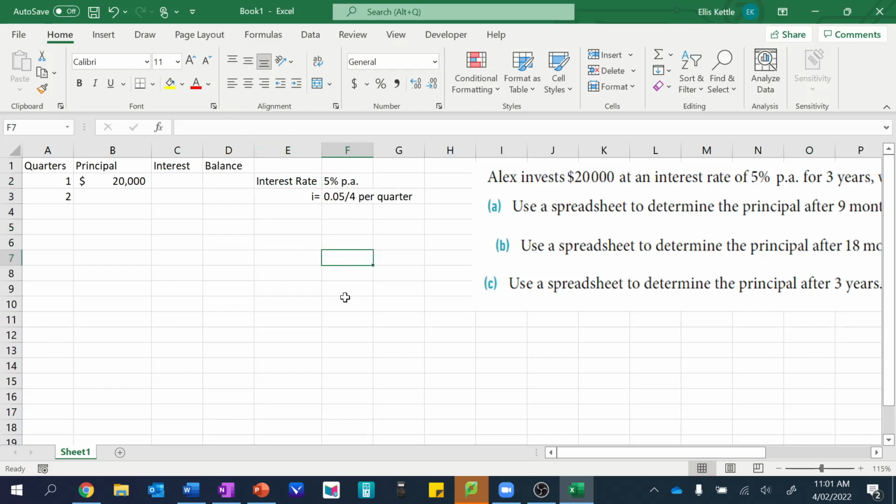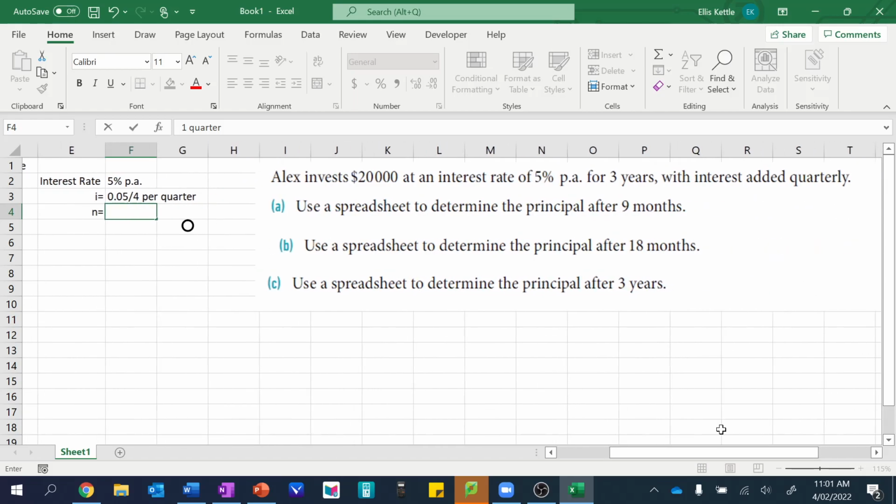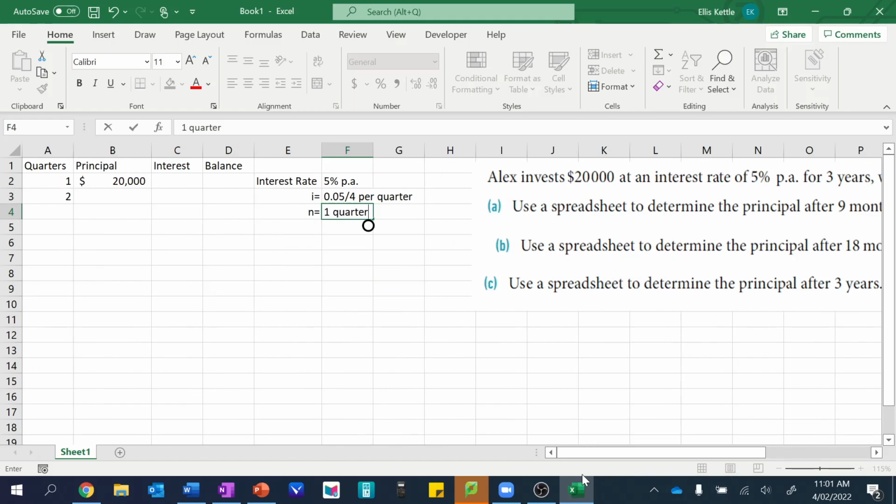Now, what I'm going to be doing is for N is time. So how long is it for each of these? Well, it's 1 quarter, which is perfect because 1 quarter is exactly how often I want it to be calculated. So I is going to be that, N is going to be 1 quarter, and the principal currently is 20,000, but the principal is going to change.